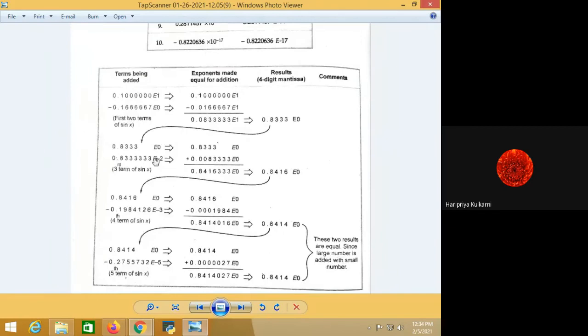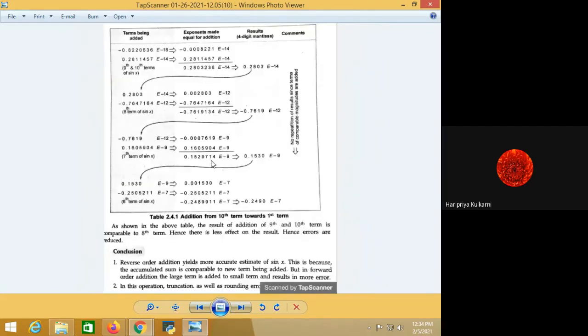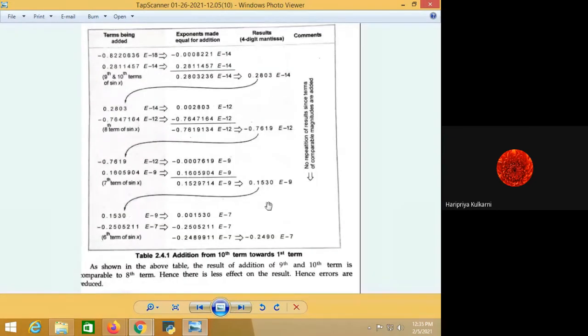But if we add from the first term, it has been observed that there is no change in the answer after the fourth iteration. But in the case of reverse addition, there is still a major change even after the fourth iteration. So we can comment that reverse addition will give us a better result, because this is what is asked and we have to give the justification. So see, what is our conclusion? Reverse order addition yields a more accurate estimate of sin x.